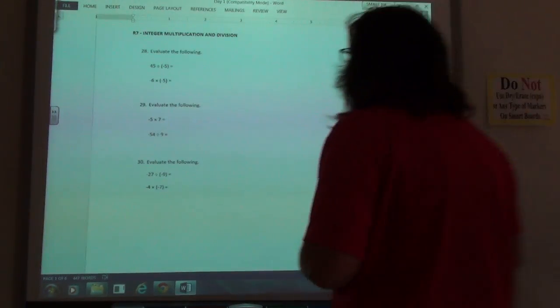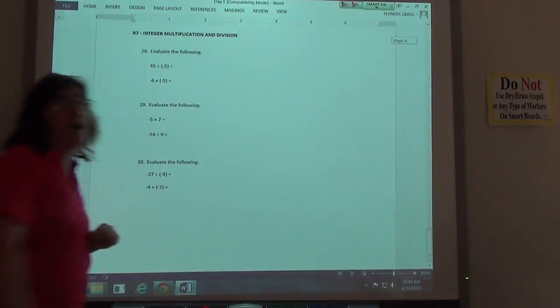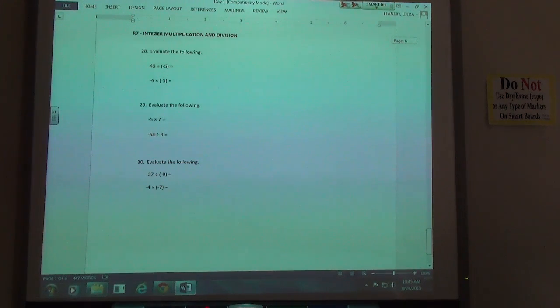And the last three things here are your rules for multiplying and dividing. Your rules for multiplying and dividing are different than your rules for adding and subtracting. So you've got to keep in mind, what am I doing? Am I adding or subtracting, or am I multiplying and dividing?